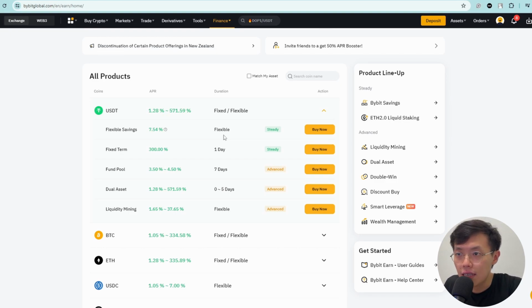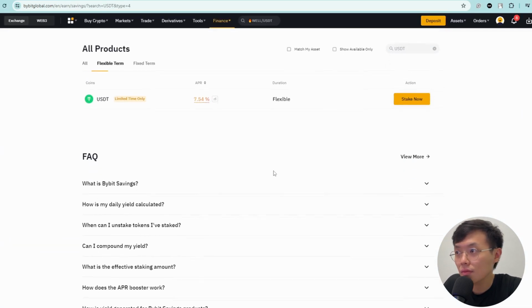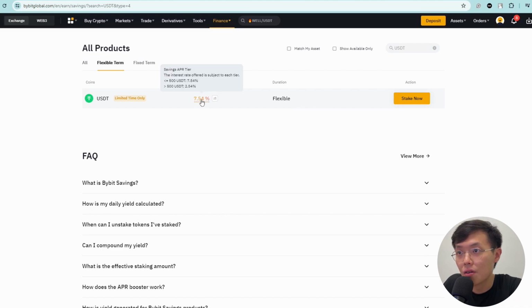So USDT flexible is very, very useful. For example, when I press buy now, I stake now with this amount, and it shows you it's below 500 USDT at 7.54%. So that's why we can use this. If you have 500 USDT inside your account, you can use this, and it's flexible. You can always take it out.